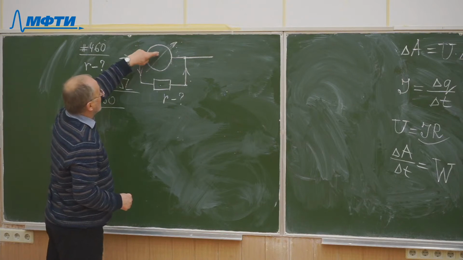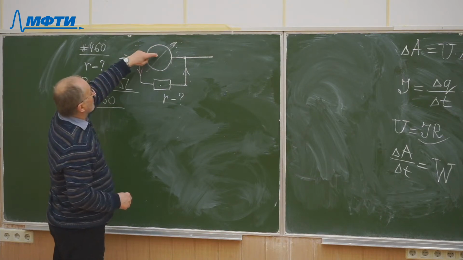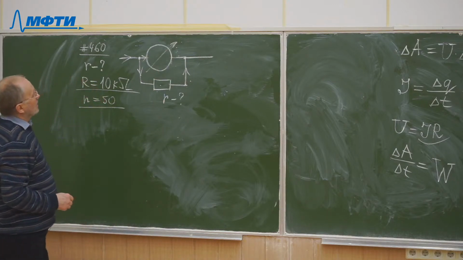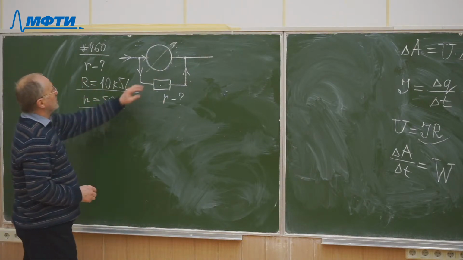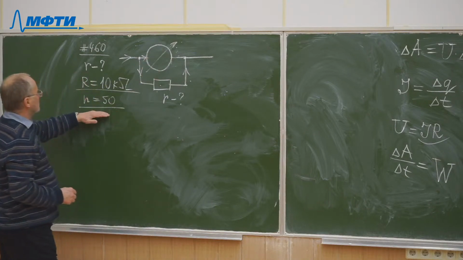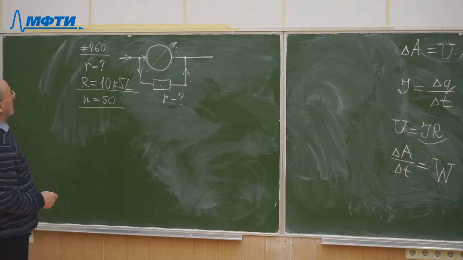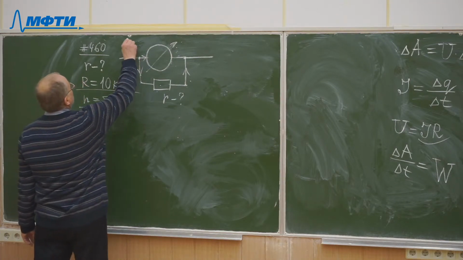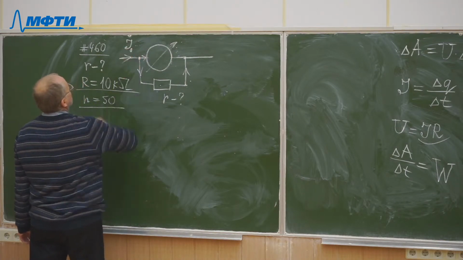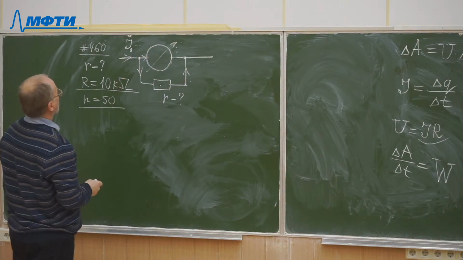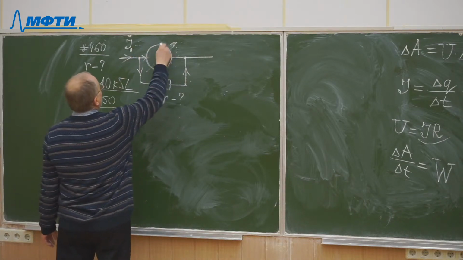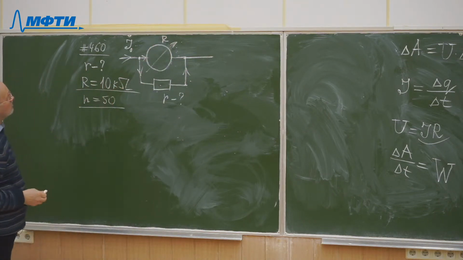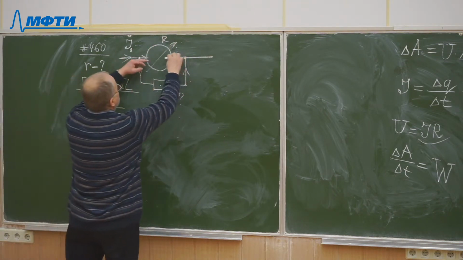So if the current turns out to be smaller, then it means that the sensitivity of the device becomes smaller, and we need to reduce the sensitivity by 50 times. Suppose we have some external current I0, and this is a resistance which we know, which is 10 kilo ohm. This is the internal resistance of this device.